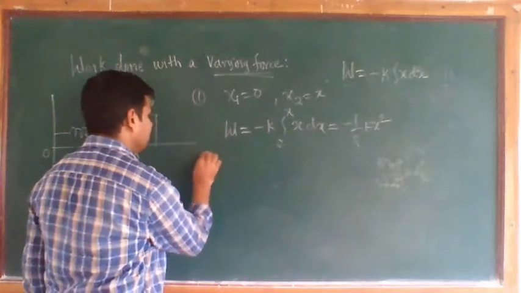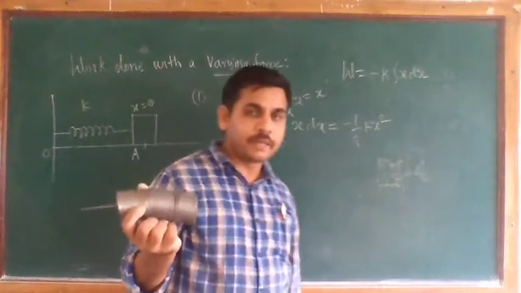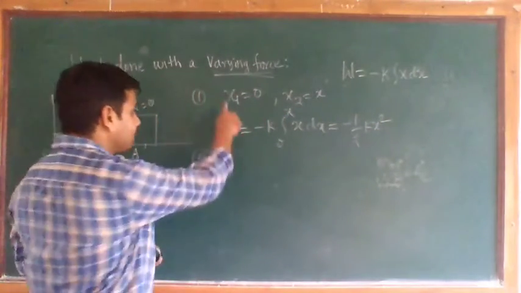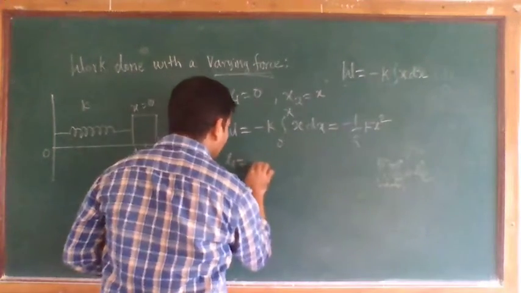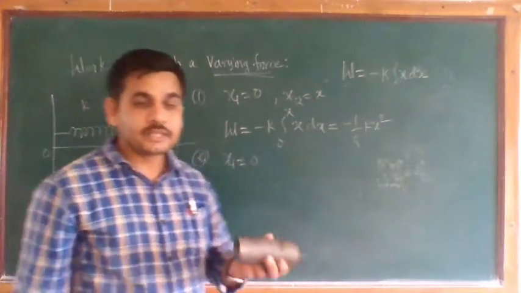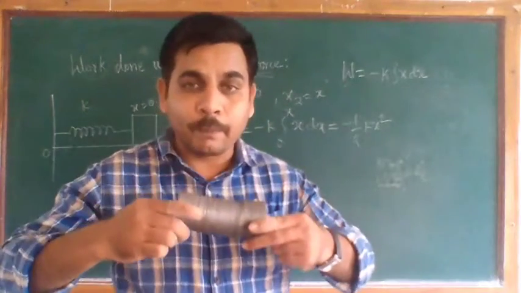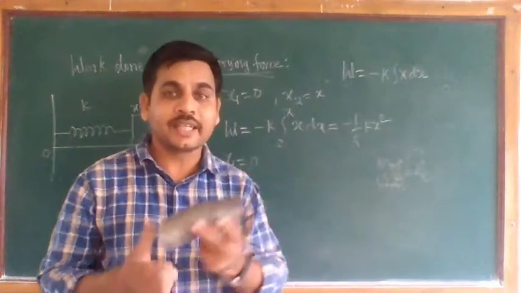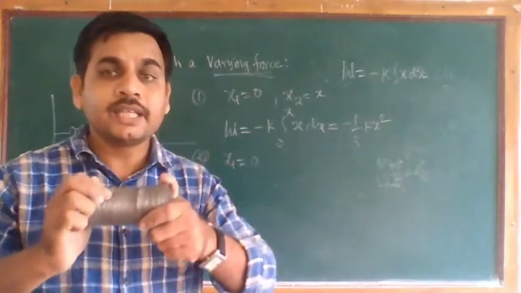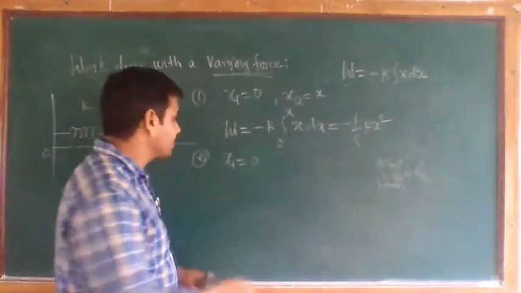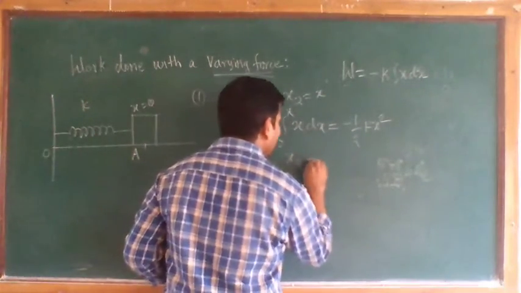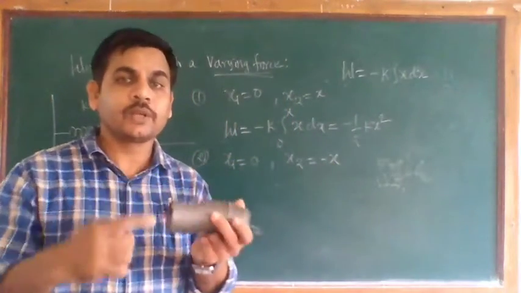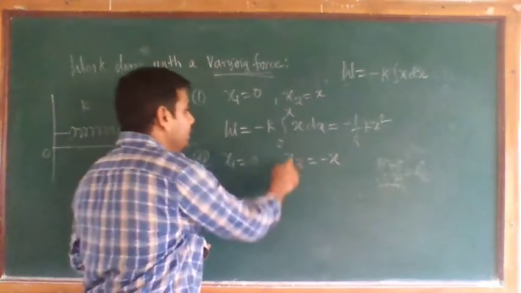Second case: the spring is in the natural condition, similar to the first one, so again x1 is equal to 0. Finally it is in the compressed state. In the first condition we stretched it. Now in the second case the spring is in the compressed state, so x2 will be minus x. This is a negative displacement, so we can say x2 is equal to minus x.